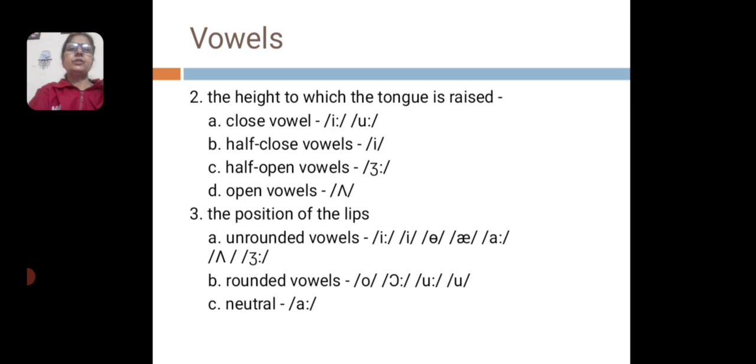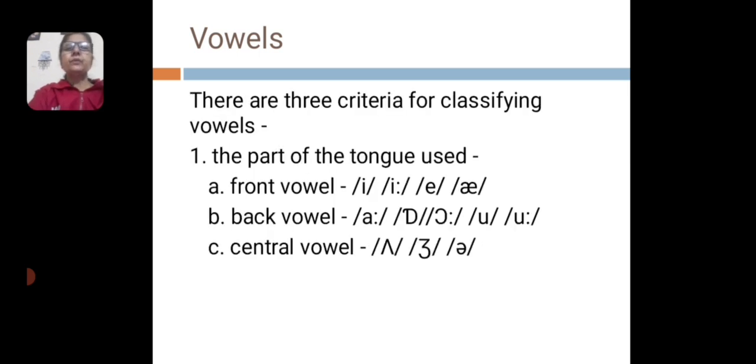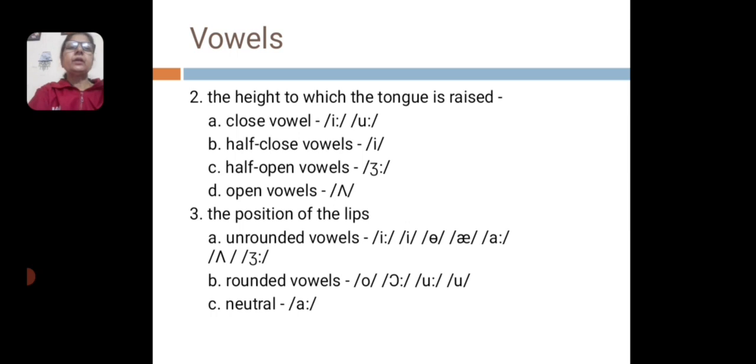Now, the height to which the vowel is raised, that is the second position. Dear students, first was the part of the tongue used. That decides what kind of vowel it is, front vowel or back vowel or central vowel. And then there is the height to which the tongue is raised. Closed vowels, E, U. Half closed vowels, I. Half open vowels, open vowels, in cup. The third is the position of the lips. Unrounded lips, E, I, A, I, and we are not rounding our lips while speaking these vowels. Rounded, O, U, and neutral lips are not having father.